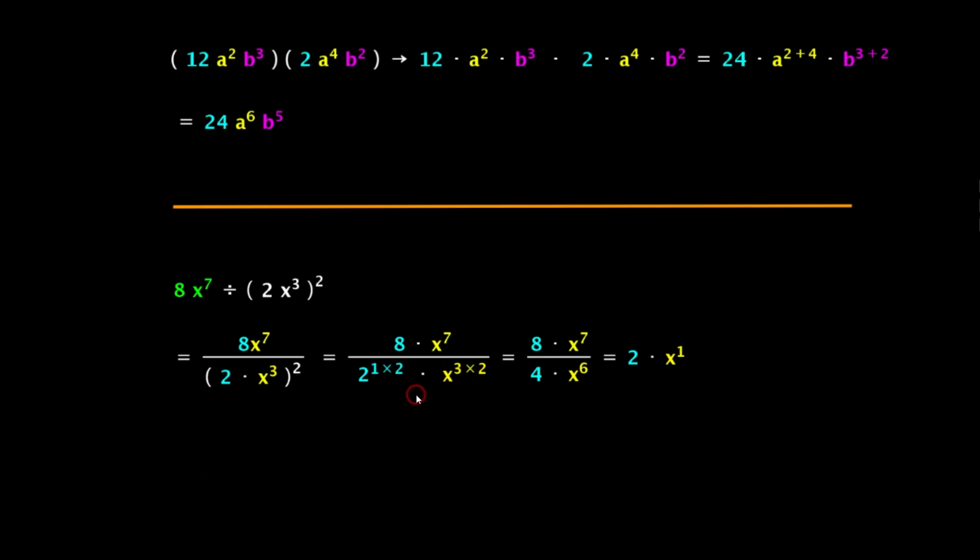Or we can do it in a different way. Copy and paste the top, this bottom, straight away take the parentheses out. 2 to the power of 2, which is a 4, x to the power of 3 times 2, inside times outside, 6. And it's the same value. 8 divided by 4 is a 2, and x7 divided by x6 is just x to the power of 1. And we are done.